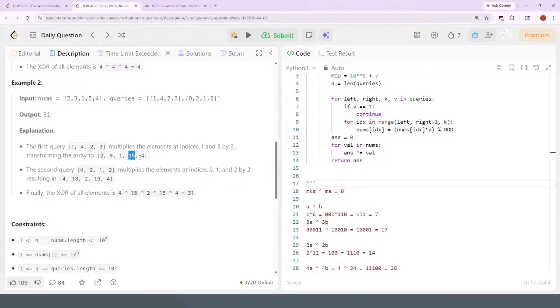Multiply by 3, multiply by 3. Multiply by 2, 2, and 2. Multiply by 2, multiply by 6, multiply by 2, multiply by 3, multiply by 1. Multiply by 6 here. Wait, what happened? 4 times... No, sorry. Multiply by 2, multiply by 3, so 4 times 6 is 18.